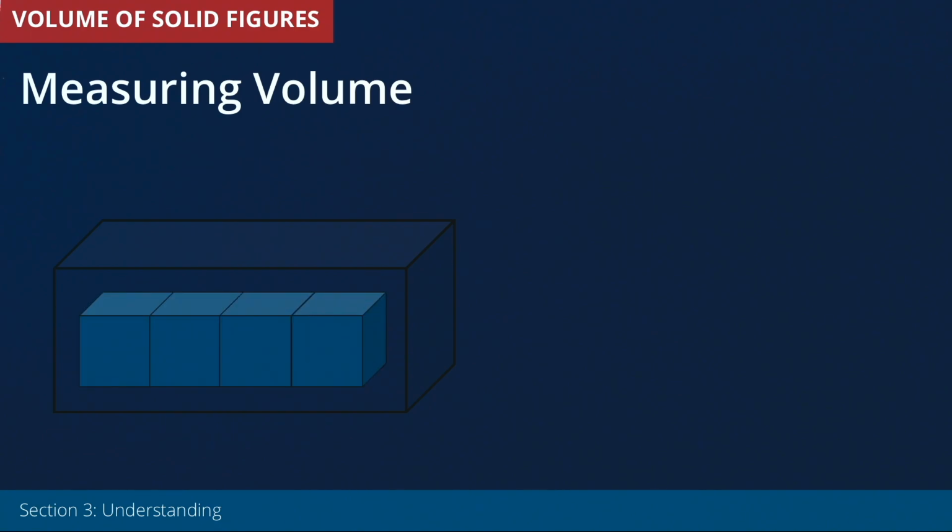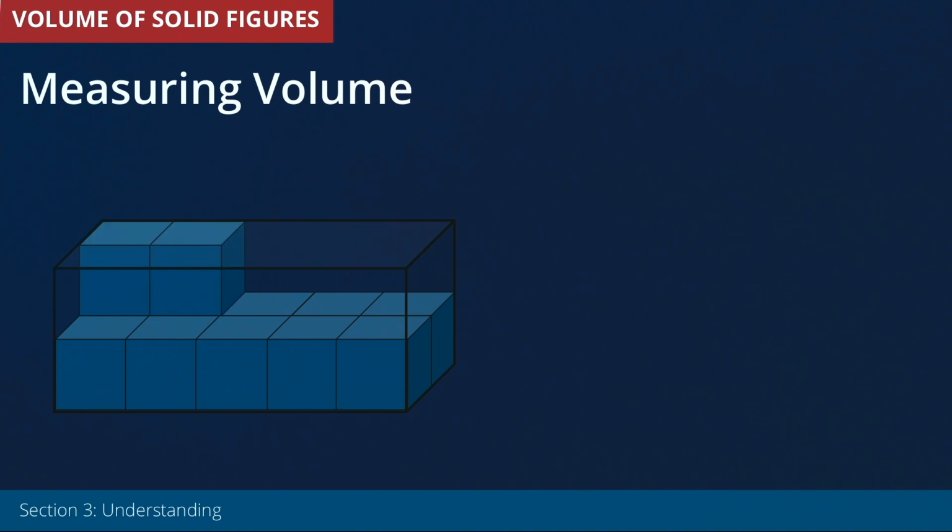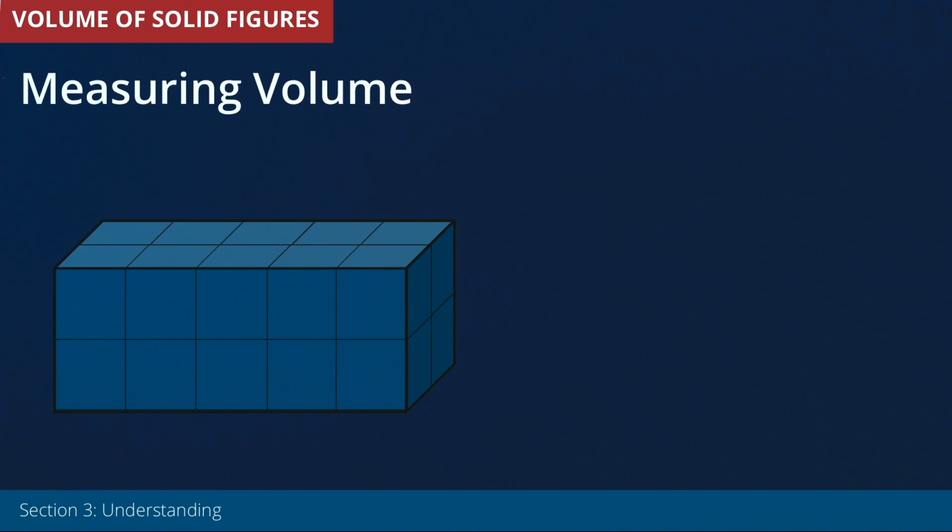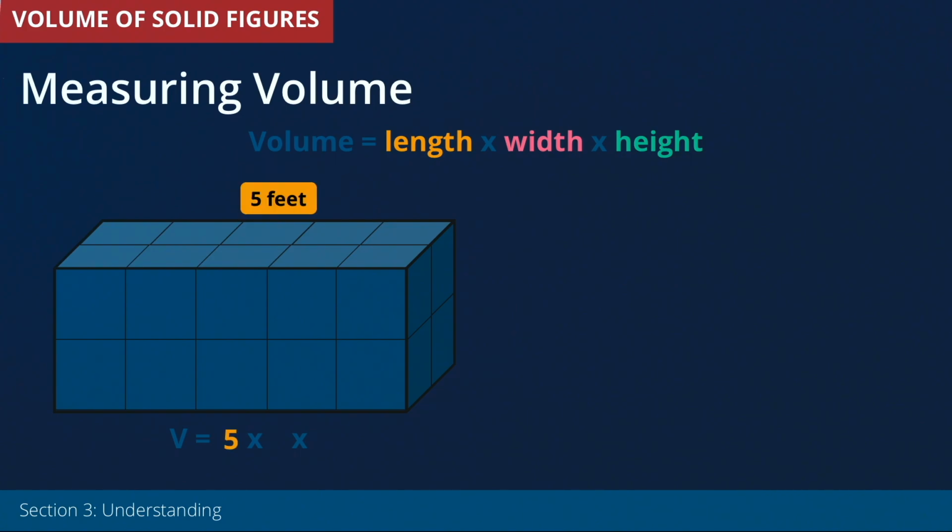So here I can see that it has a length of 5, a width of 2, and a height of 2. Now maybe I'm measuring this in feet. It also could just be in units. But here I could think about the length of 5 times the width of 2 times the height of 2 means that this volume is 20 feet cubed.